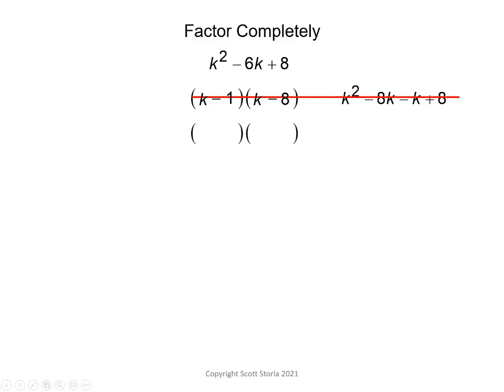I try again. Here's my parentheses, my subtractions, my terms of k. Since the 1 and 8 didn't work, I'm going to try the 2 and 4. This time I'll get k squared minus 4k minus 2k plus 8. When I add these two together, I'll get a negative 6k. My trinomial will match the original, so there's my factored form.